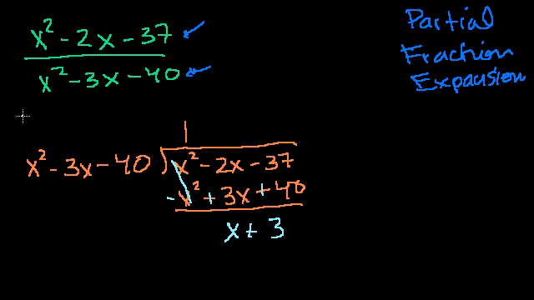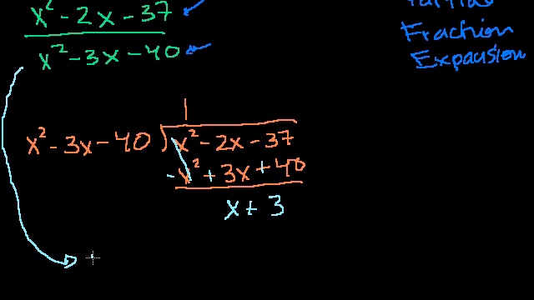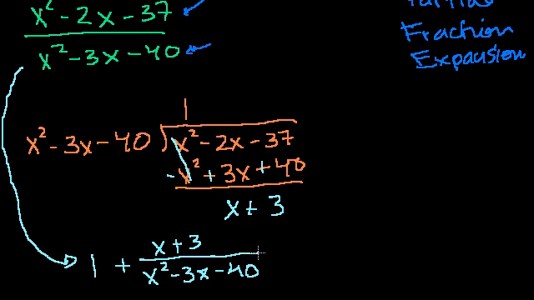So this expression up here can be rewritten as 1 plus x plus 3 over x squared minus 3x minus 40. This might seem like some type of magic I just did, but it's no different than what you did in the 4th or 5th grade, where you learned how to convert improper fractions into mixed numbers. Let me do a little side example here.